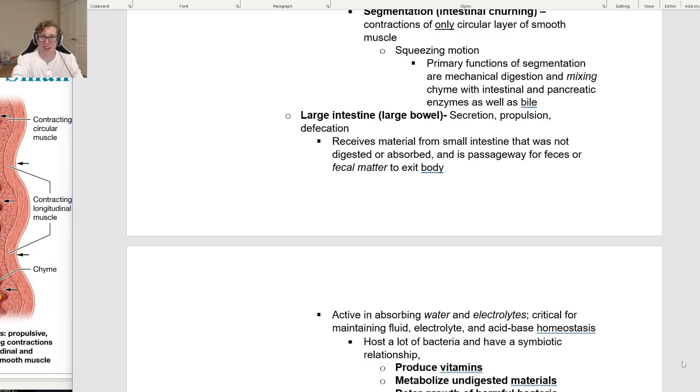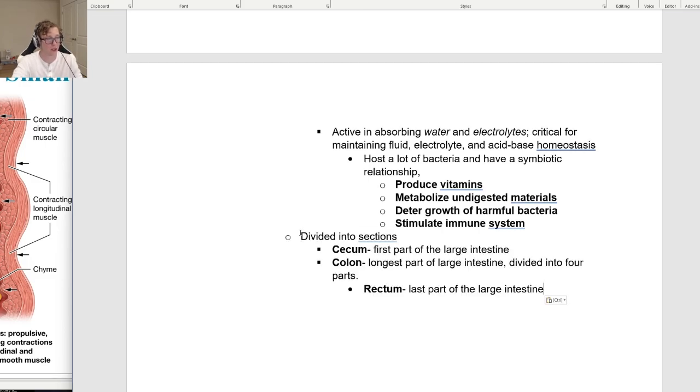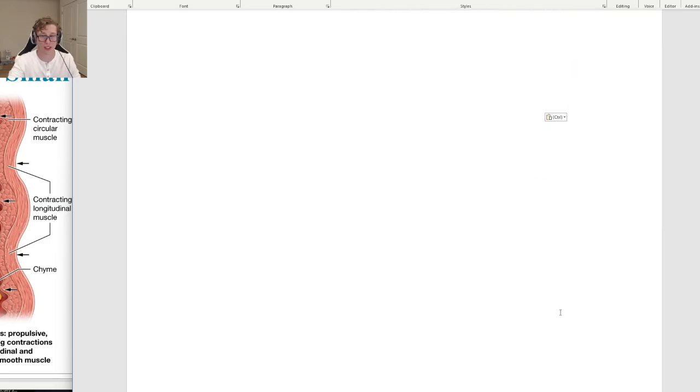Now, the large intestine is divided up into segments. You have your cecum, the first part, then your colon, the longest part. It's divided up into 4 parts. Don't worry too much about it. It's essentially talking about how it crosses over, and each turn and bend gets its own separate area. Not as important as understanding the small intestine, with 3 sections there. And lastly, the rectum, the last part of the large intestine.